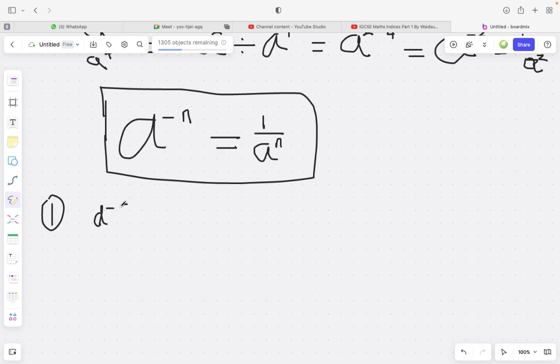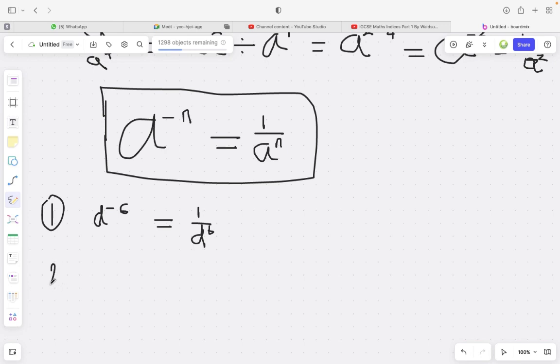If I have d to the power of negative 6, now they say simplify this. What will you do? This is simply equal to, remember I said that this negative power means 1 all over. So you write 1 all over d to the power of 6. Is that okay? That's it. Because they just want you to simplify this way.